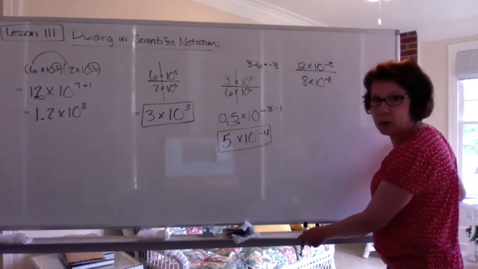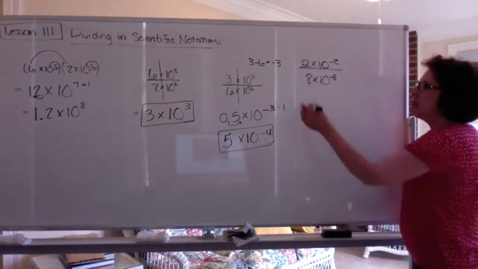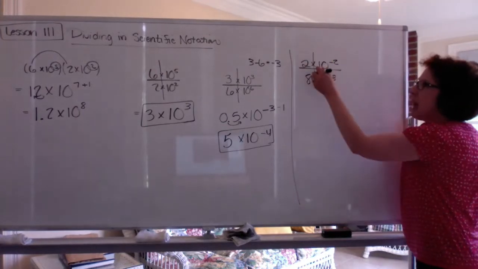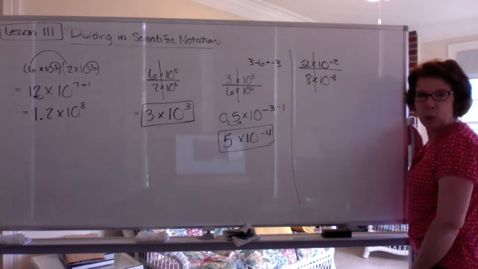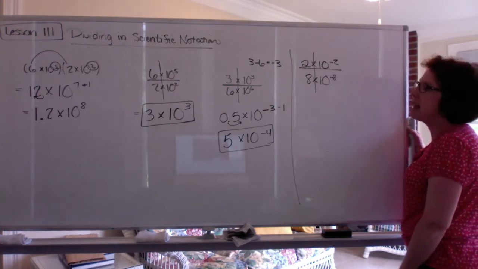Now let's go to this one over here and let's do the same thing. Let's split it down the middle, and I have 2/8 is 1/4. And so what is 1/4 as a decimal number?